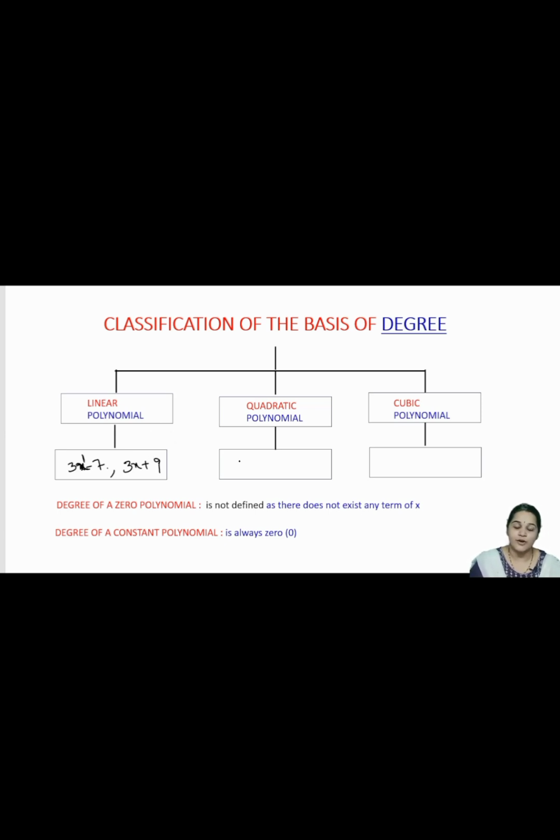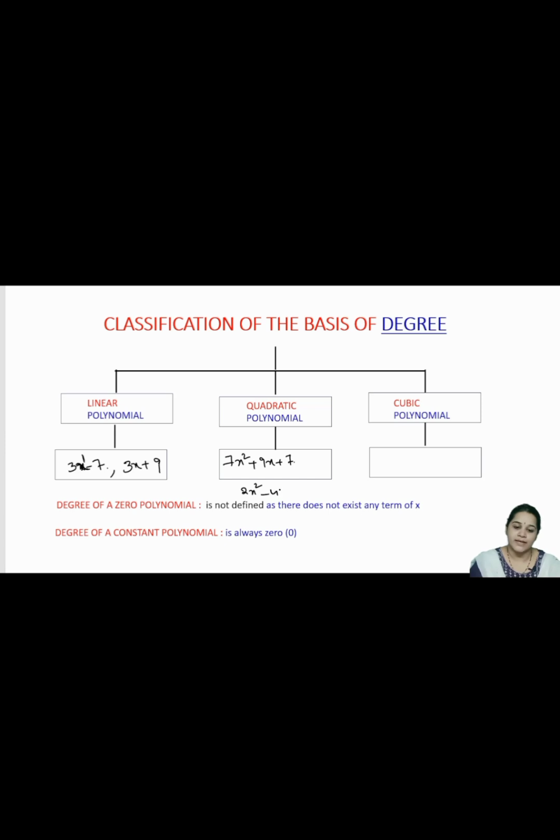A polynomial of degree 2 is called a quadratic polynomial. For example, 7x square plus 9x plus 7. It is a quadratic polynomial because the highest power of the polynomial is 2. So the degree of this polynomial is 2, hence it is a quadratic polynomial.